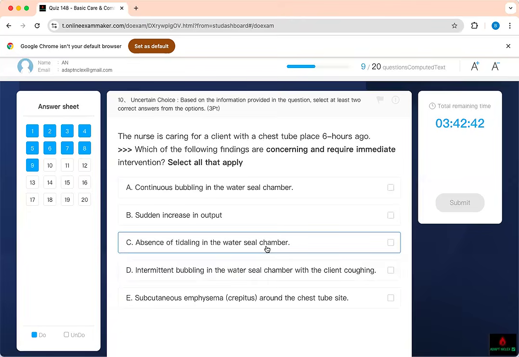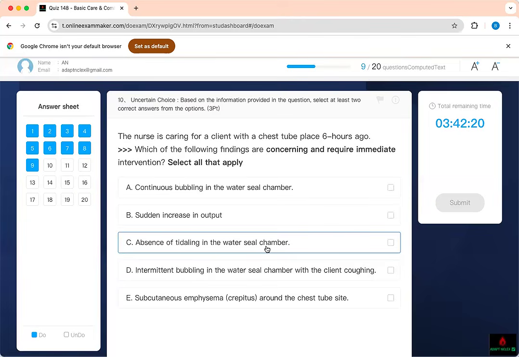And this is caring for a client with a chest tube placed 6 hours ago. Which of the following findings are concerning and require immediate intervention? You know about chest tube. I have a full video on chest tube. You have to know what happened at each segment of the chest tube. That is what the board will ask you. Every time you see a chest tube question, it's predictable.